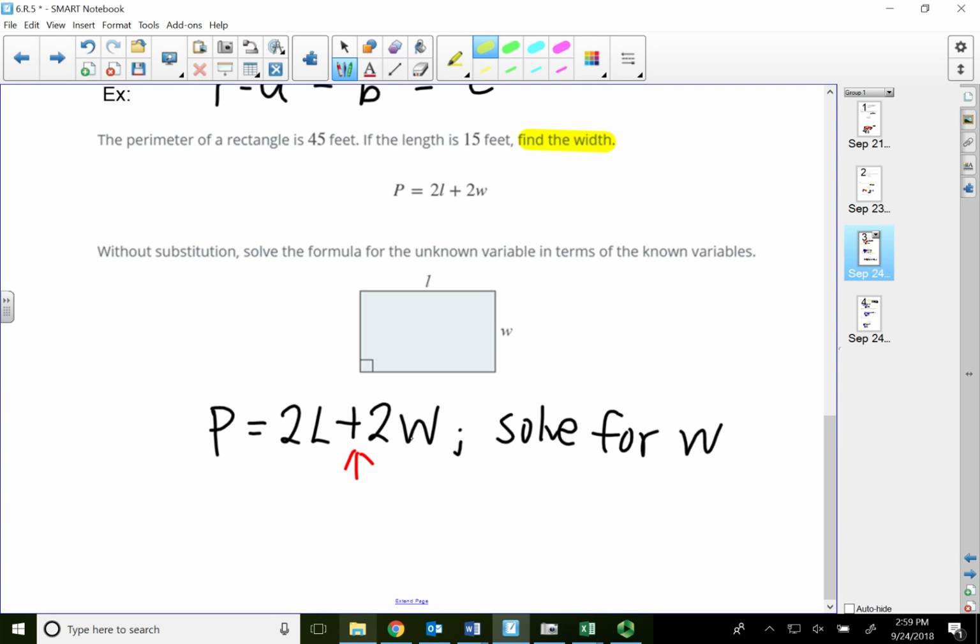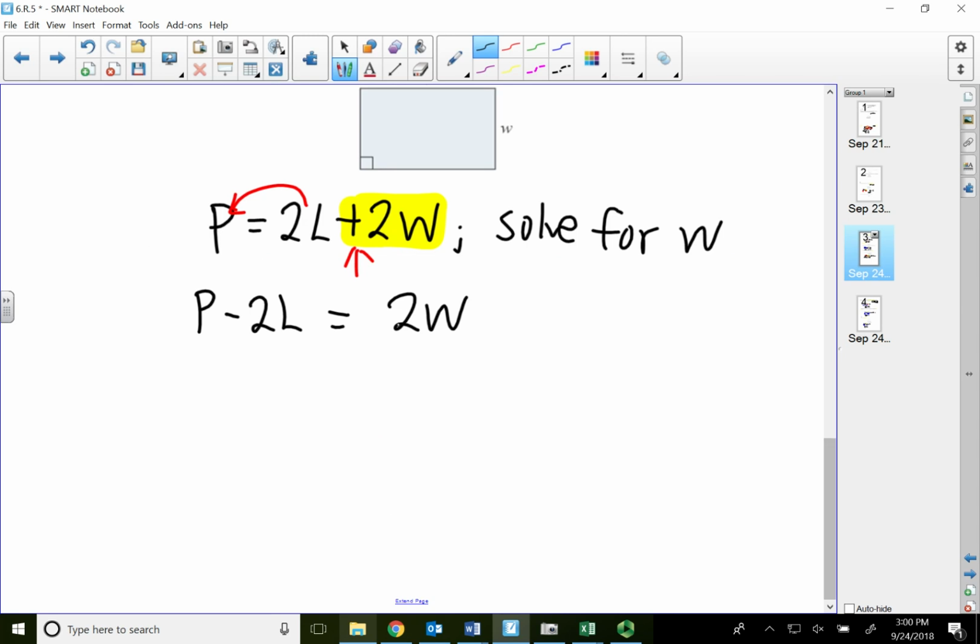So before I move anybody, let's find my variable term, which is positive 2W. It's positive, so I'm going to let it stay there. That means I need to pick up positive 2L and move it over. So that gives me 2W on the right, P still on the left, and positive 2L comes over and becomes negative. So my W is not quite by itself yet, right? So what do I do from here?